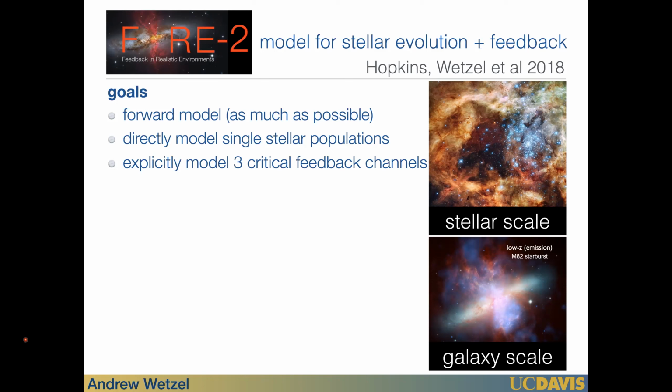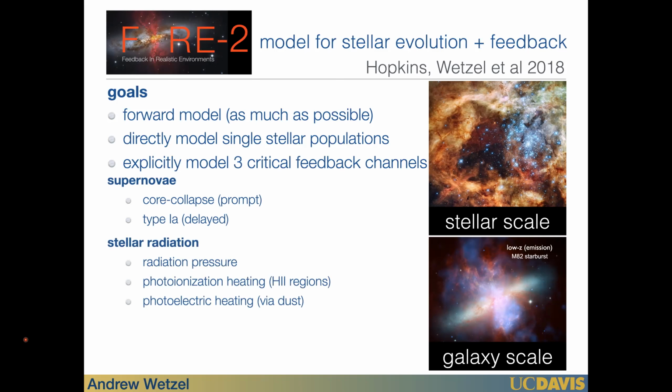Another thing we think is really important is explicitly modeling the different channels of stellar feedback, the different ways that stars affect their surrounding interstellar medium. So the three classes of feedback channels we're modeling in these simulations, the first and probably most important of which is supernovae. That includes both core collapse and Type Ia supernovae.